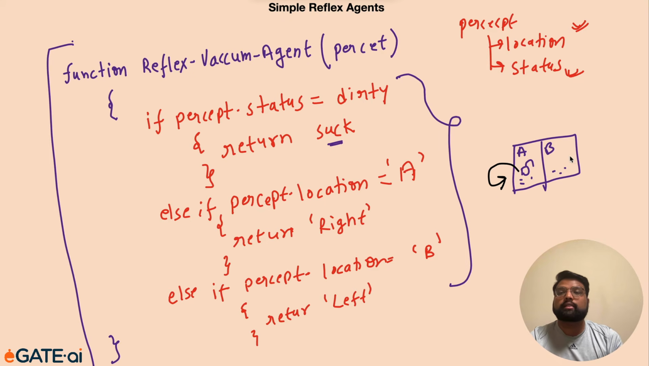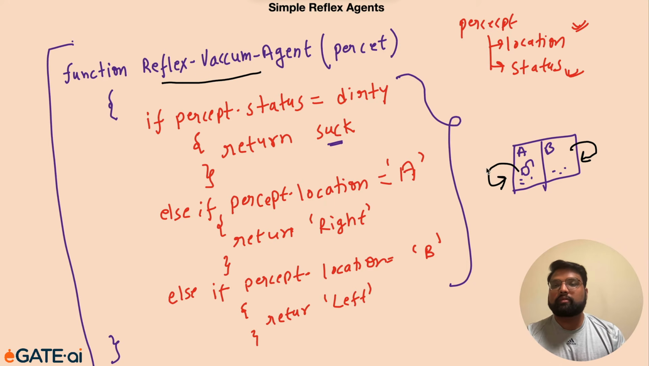Similarly, if the agent is in B block and the B block is clean, the agent does not know if it is in block B and it might try to go to the right of this block, which is not possible, and it will be stuck in this infinite loop, right? We can have some tricks to avoid this infinite loop.